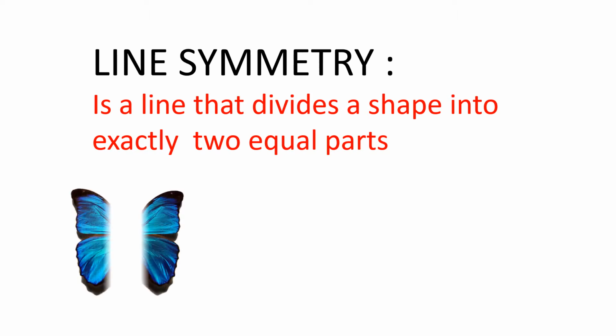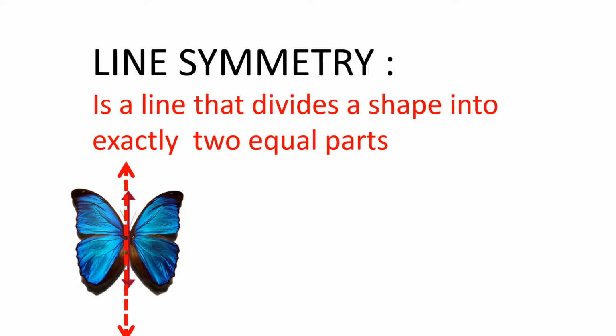So what about this butterfly? Yes, exactly. You see a line here that divides the butterfly into exactly two equal parts. So that red line divides it into two equal parts. That line is a line of symmetry, because if we folded the two parts of that shape on top of each other, they would be exactly the same. So the line that divides the butterfly into two equal parts is called a line of symmetry because it divides it into exactly two equal parts.